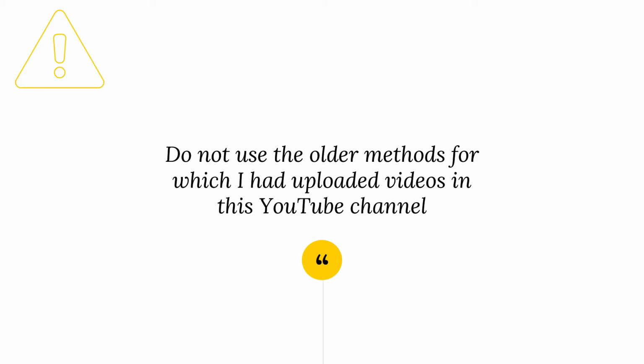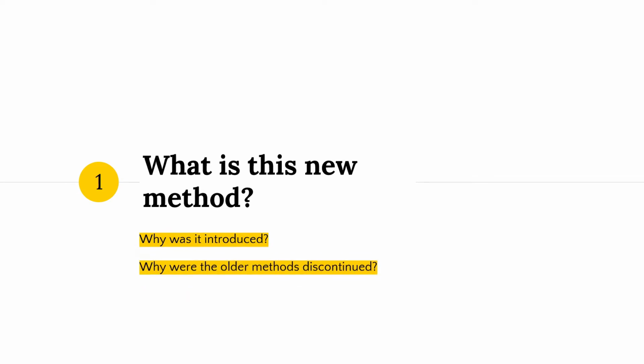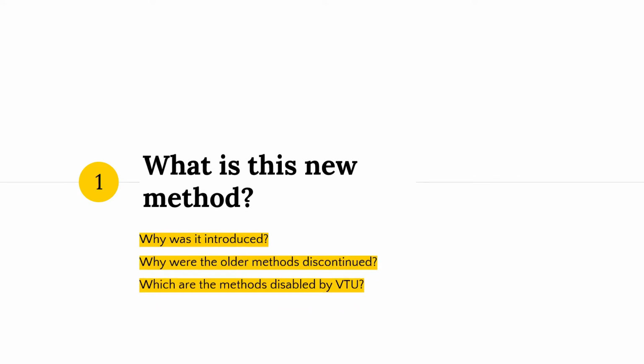So, now what? What is this new method that I'm talking all about? It's been late though, but not too late to know. Many of you contacted me and got your documents using this method. So let's understand this. Why was it introduced? Why were the older methods discontinued? Which are the methods disabled by VTU?